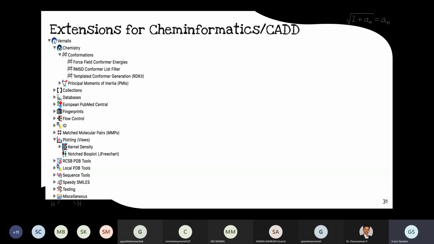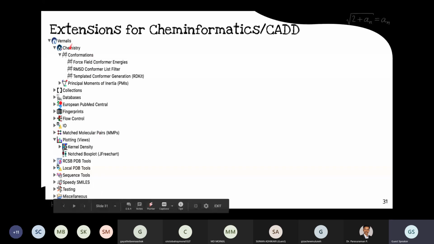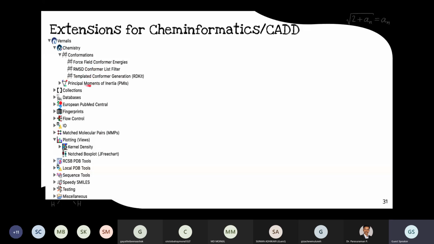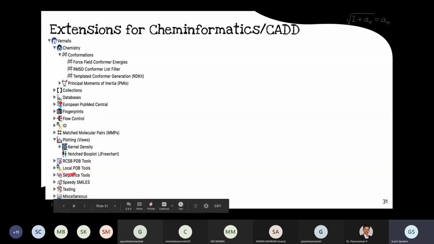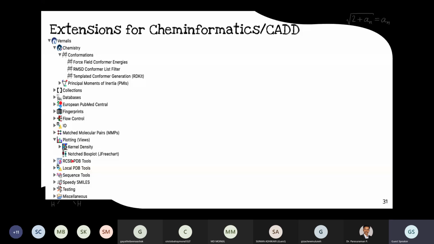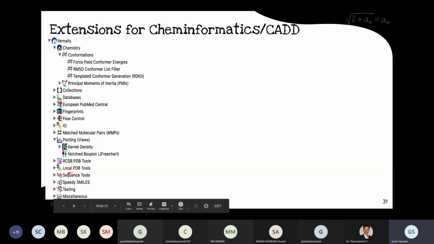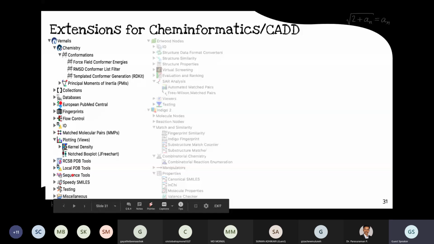Now, some of the nodes also have specific extensions with some functionality. For example, with Vernalis, you can do conformation generation using force field and RMSD, and principal component of inertia. You can generate a fingerprint. You can access PDB databases. You can also have matched molecular pairs. And you can retrieve PDB entries based on certain criteria. You can also search sequences and do sequence comparison analysis.